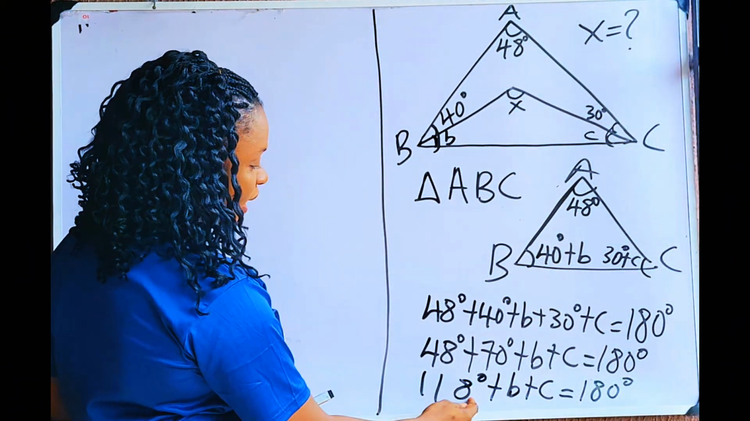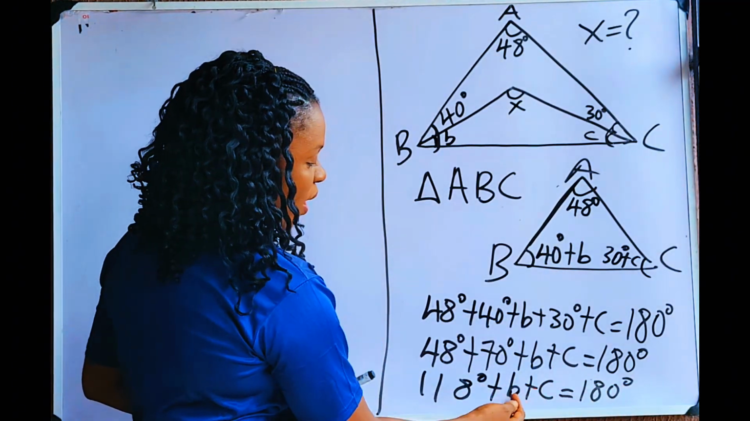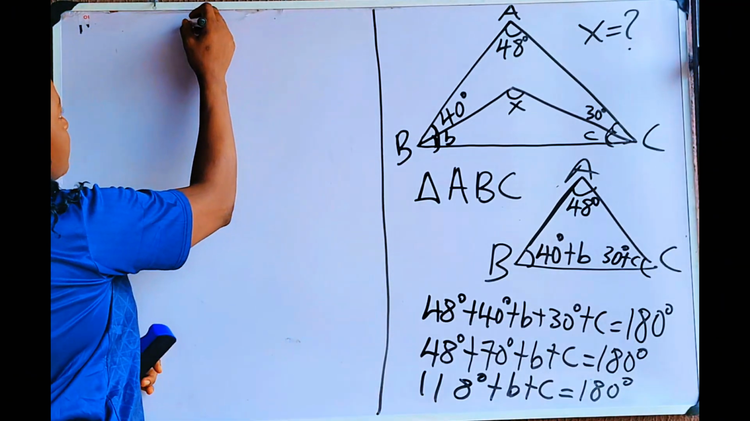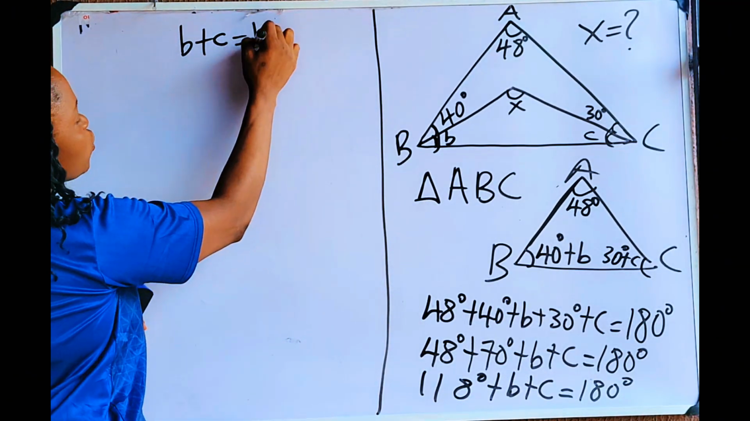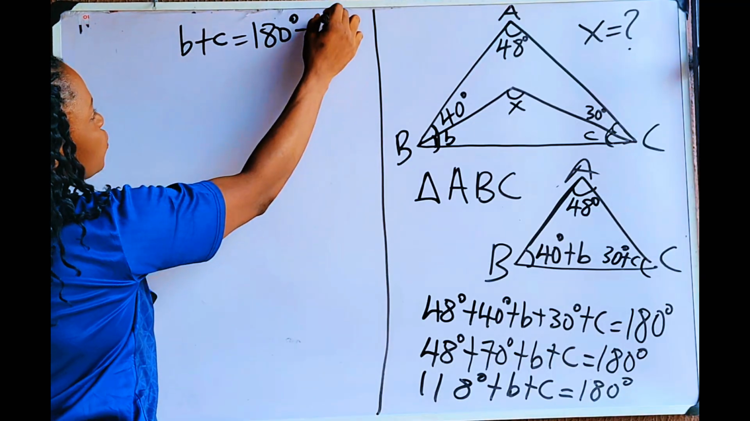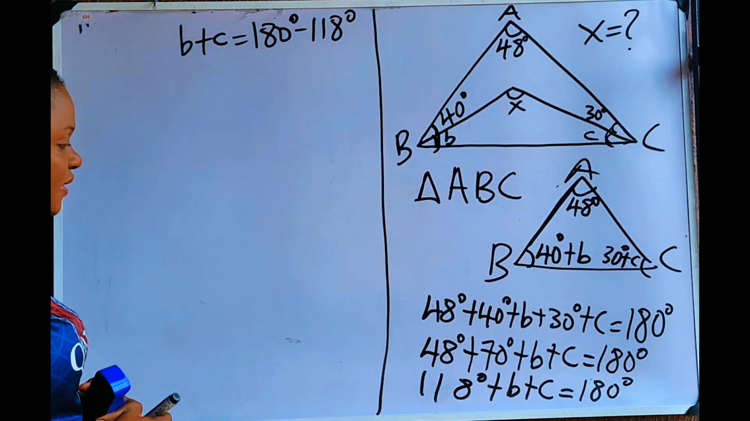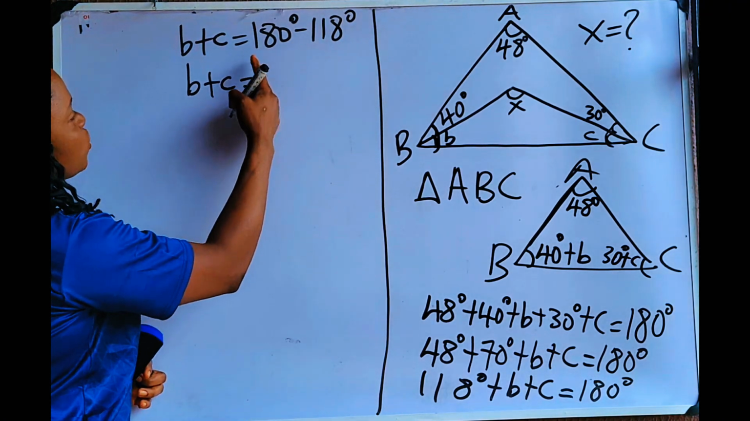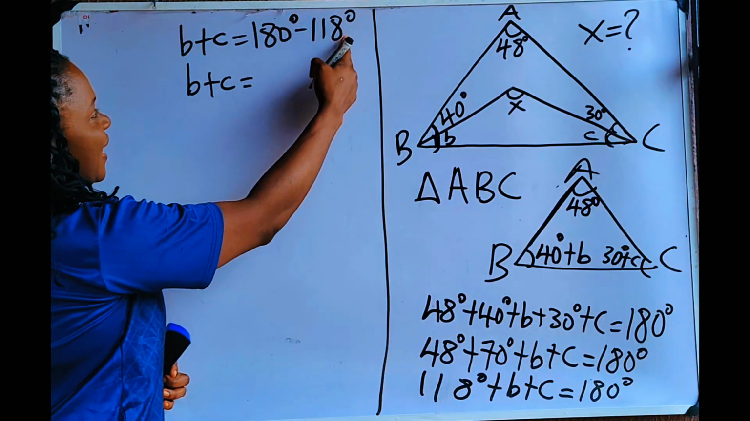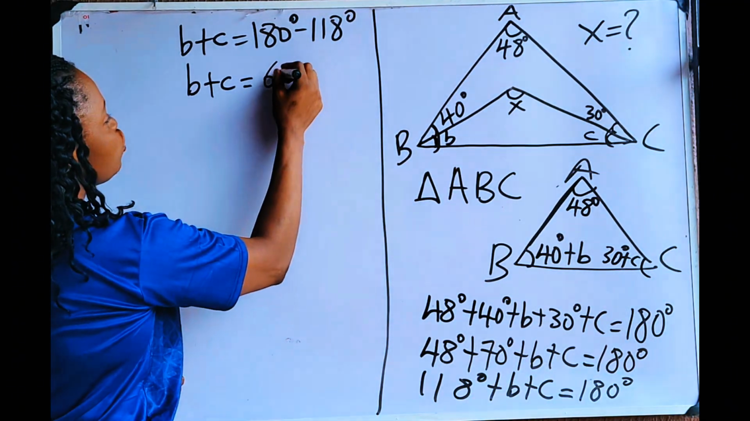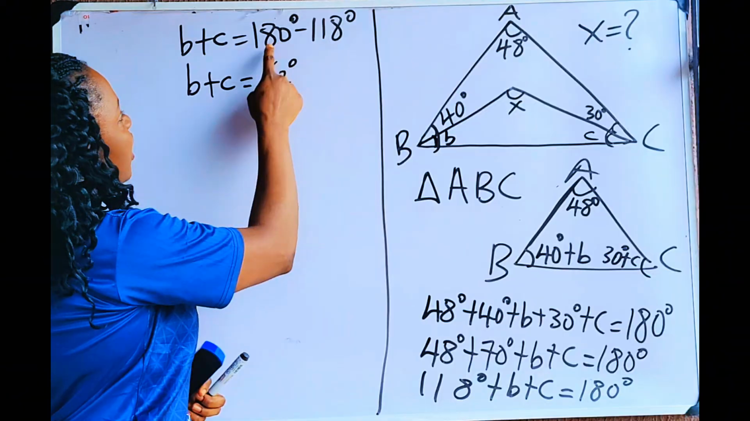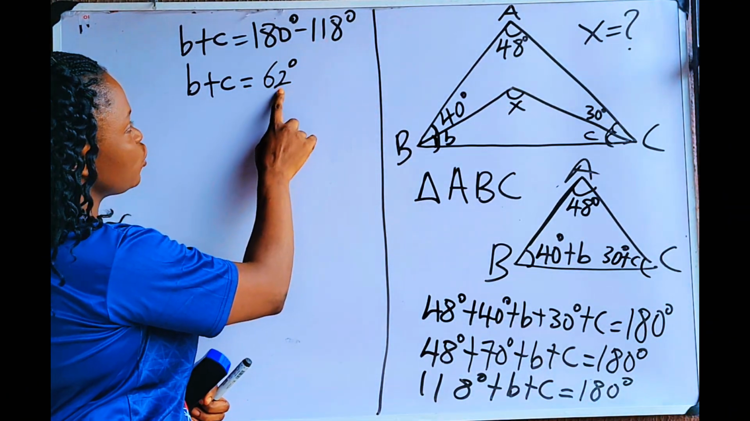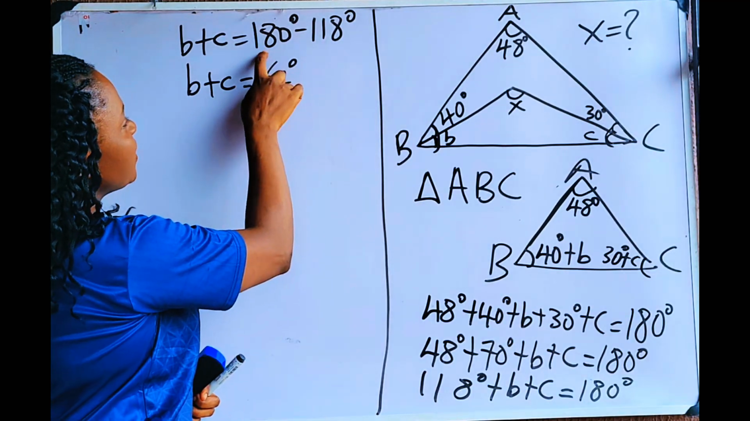So the next thing we are going to do is to collect the like terms. You can see that we have 118 degrees here and we have 180 here. So we are going to transpose this, and when we do that, we'll have b plus c equals 180 degrees minus 118 degrees, which will be 62 degrees. Because if we take 1 here and add to this 0, it will become 10. 10 minus 8 will give us 2.